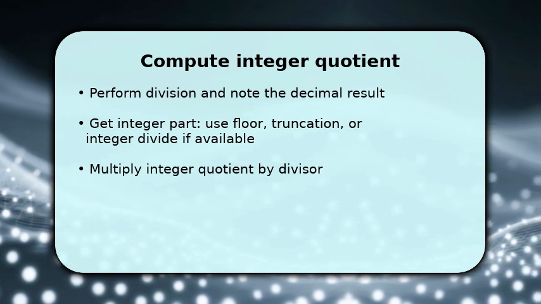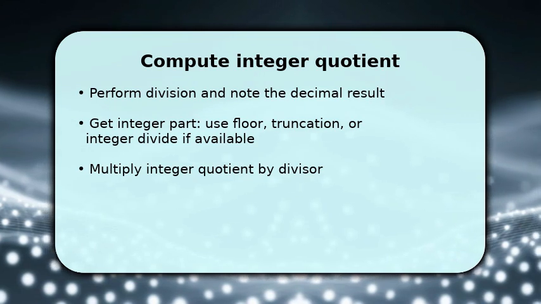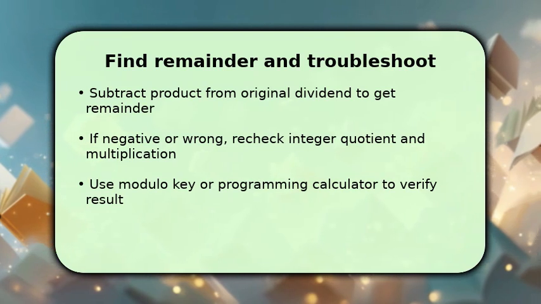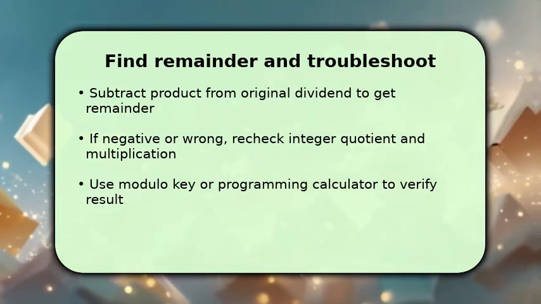This multiplies back toward the original value and sets you up to isolate the remainder in the final subtraction step. You finish by subtracting the product you just computed from the original dividend. That difference is the modulo result, the remainder.